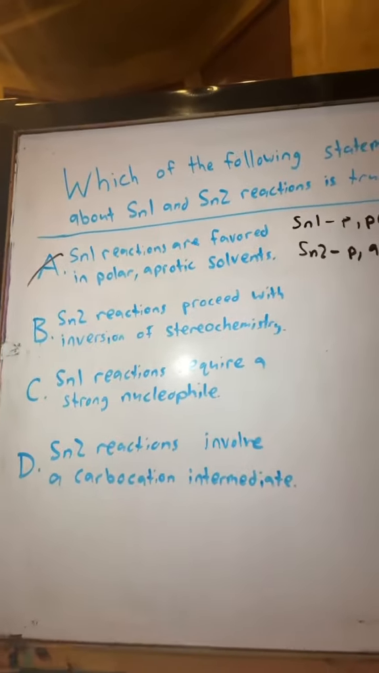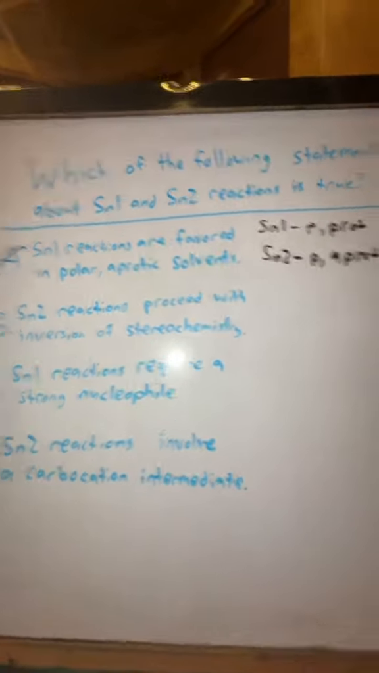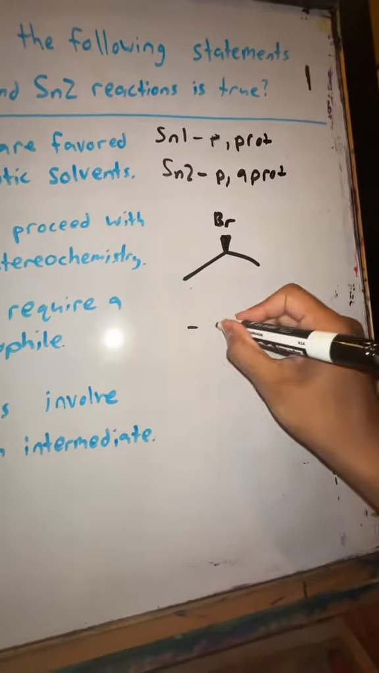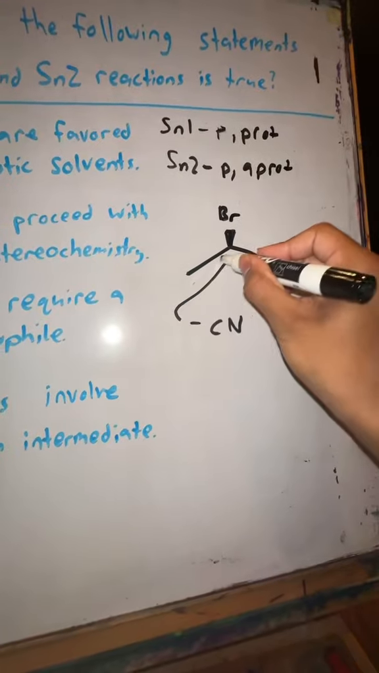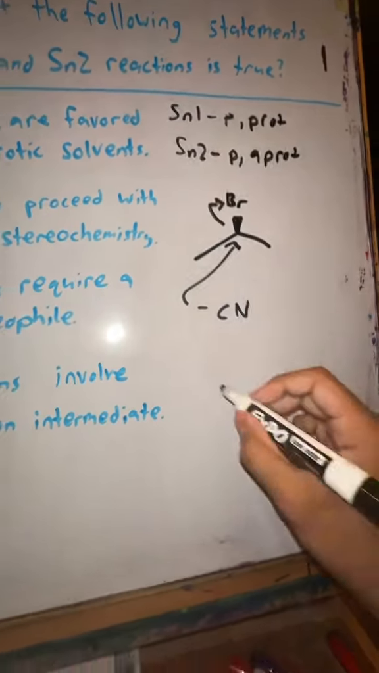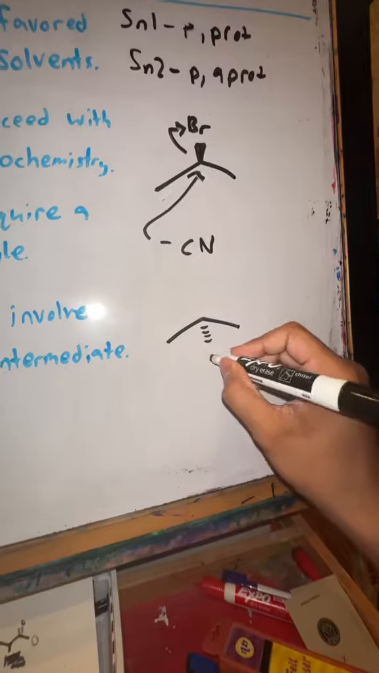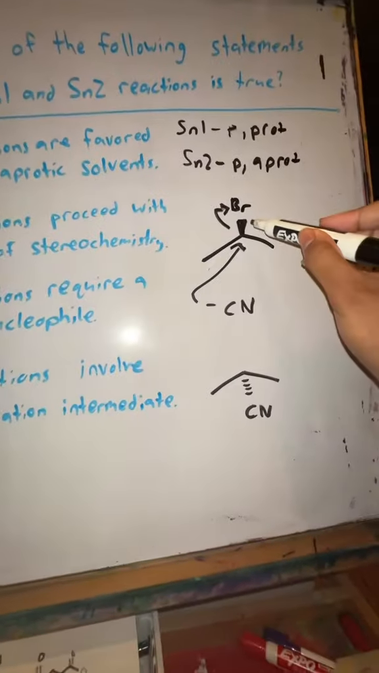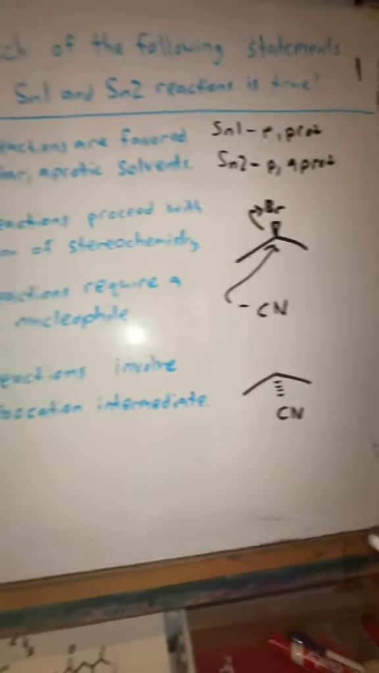Now for B, SN2 reactions proceed with inversion of stereochemistry. This is actually true, and the reason is that for SN2 in particular, we have something called a backside attack, right? So this nucleophile will literally come from the back, kick this bromine off, and now we can have this, okay? And this type of thing is called inversion of stereochemistry because we went from a wedge to a dash. So B is good.